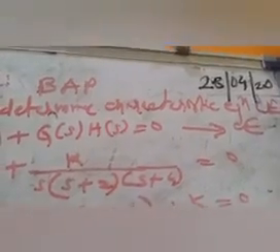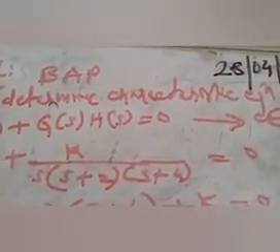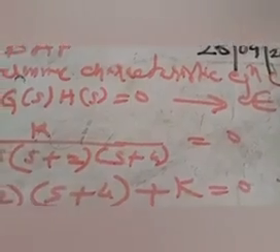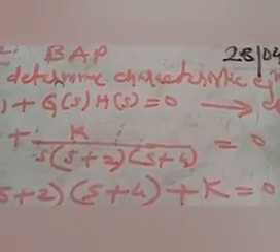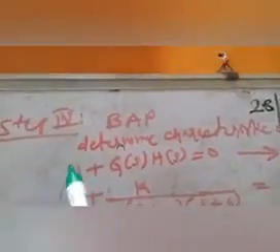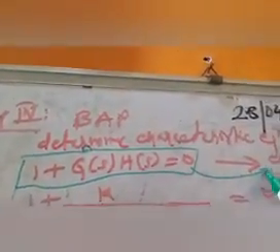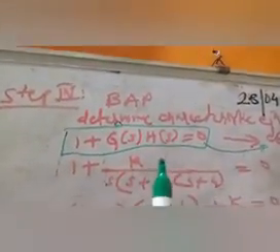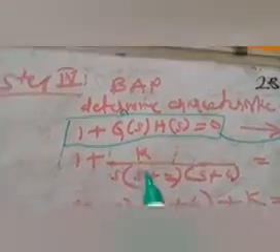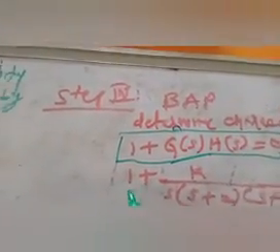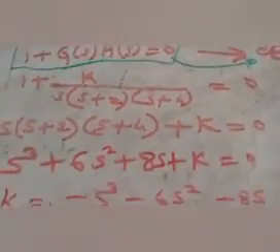So the shortcut is BAP. Determine the BAP. Determine the characteristics equation. Our first step is to determine the characteristics equation. The formula for characteristics equation is 1 plus G(s)H(s) is equal to 0. Here H(s) is equal to unity feedback 1. So put the value of G(s)H(s) in this equation: 1 plus K divided by s(s plus 2)(s plus 4) is equal to 0.